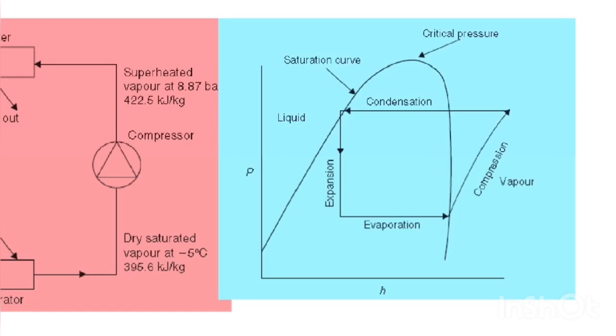Okay. Next we see what processes are involved. If we see the processes, compression should ideally be an isentropic compression. Then in the condenser there is constant pressure heat rejection. In expansion it is called the throttling process. In evaporation, constant pressure heat absorption. Okay. So in the condenser we reject heat and in the evaporator we absorb heat at constant pressure.